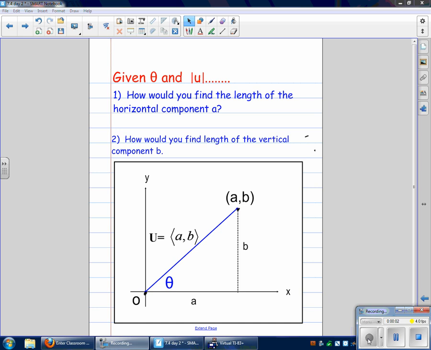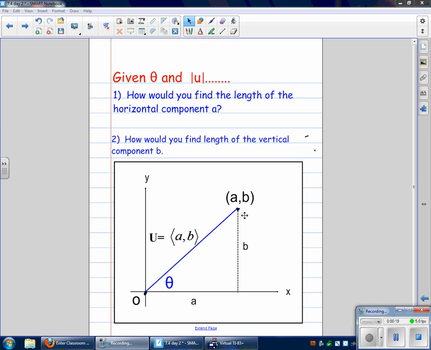Okay, for our next example, let's think about this for a second. What if we are given the magnitude of our vector? So that's going to be the actual length from the origin to that terminal point. And we're given the direction angle.